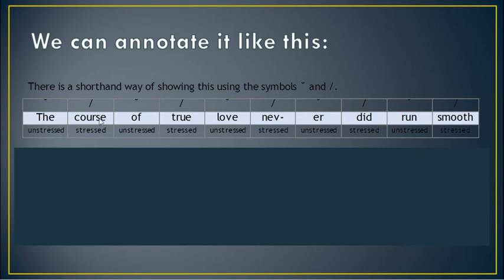So, the course of true love never did run smooth. And we can annotate it with a little dash and a slash like this. Da da da da da da da da da da. 1, 2, 3, 4, 5. Da da da da da da da da da da.